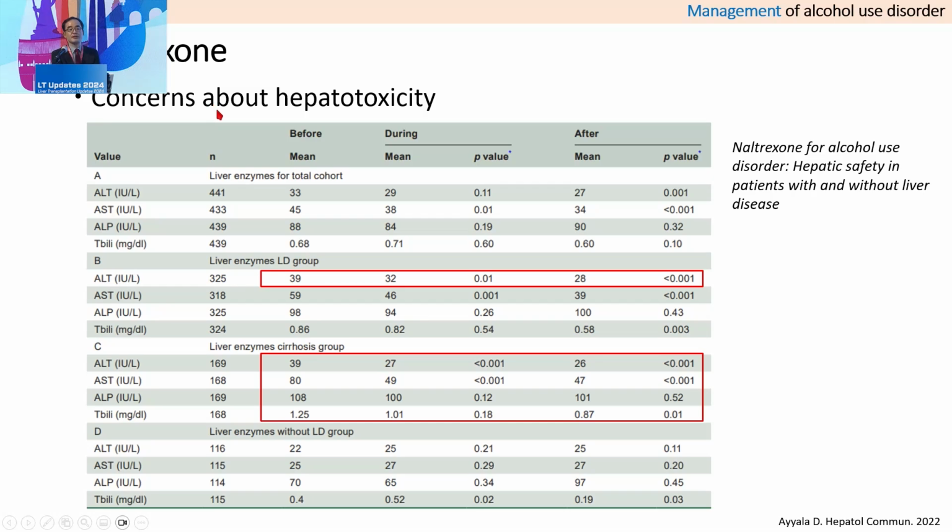Naltrexone raises concerns about hepatotoxicity, especially in patients with chronic liver diseases. Studies show a significant increase in liver enzymes during treatment, particularly in those with liver dysfunction, highlighting the need for careful monitoring.